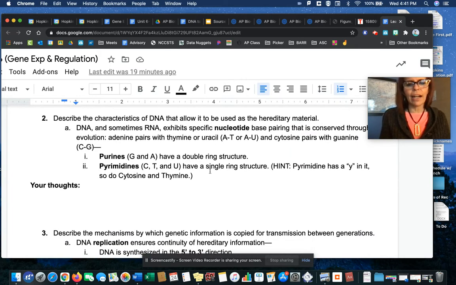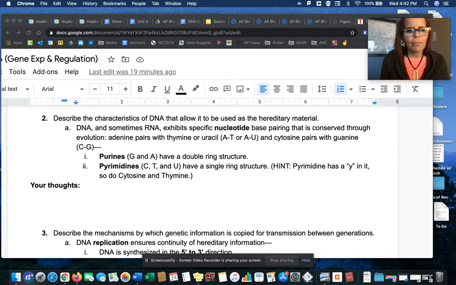All right, moving on. Describe the characteristics of DNA that allow it to be used as hereditary material. DNA and sometimes RNA exhibits specific nucleotide base pairing. So you absolutely need to know that A is across from T. That's in DNA. But then in RNA, it's A across from U. So please, please, please, please don't make this really low-level mistake.